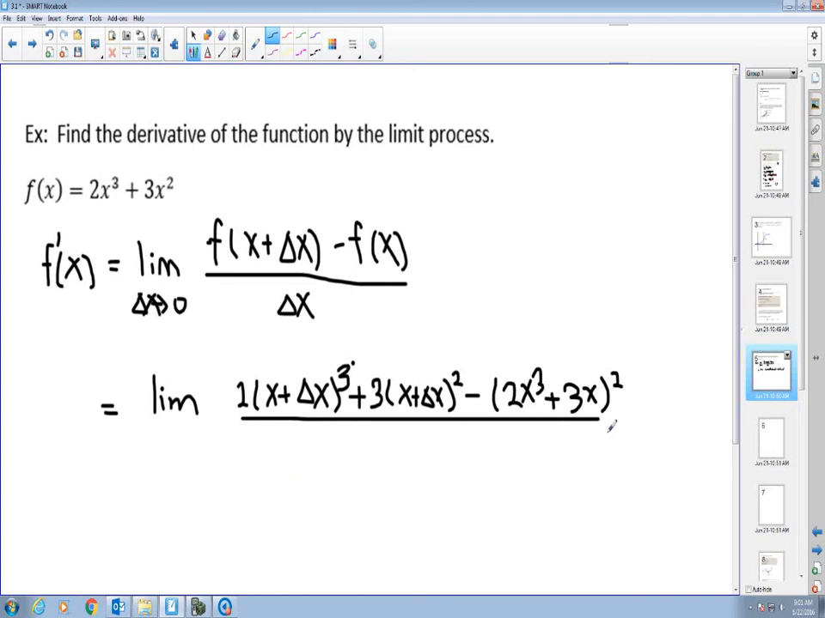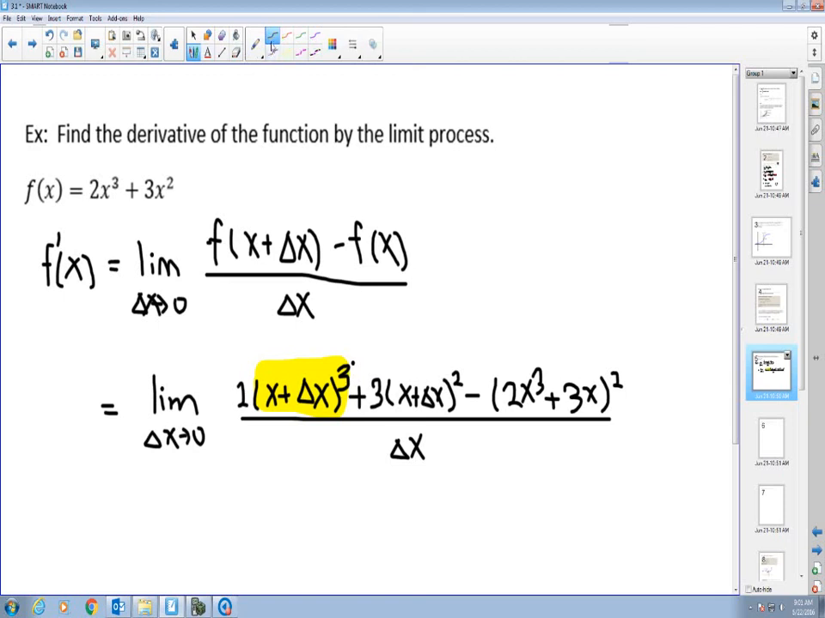Alright, whole thing over delta of x, as the delta of x approaches 0. Alright, so this is quite a bit of work if I want to multiply this out, especially right here, x plus delta of x to the third power. That's quite a bit of work.